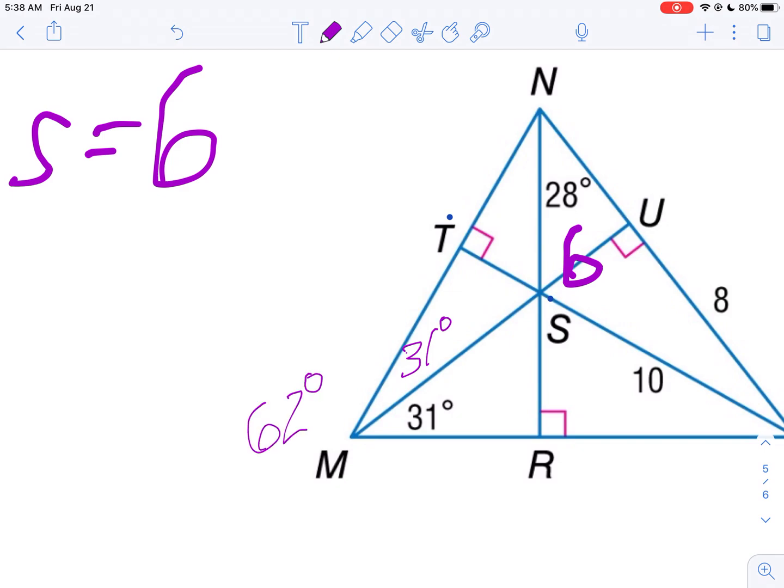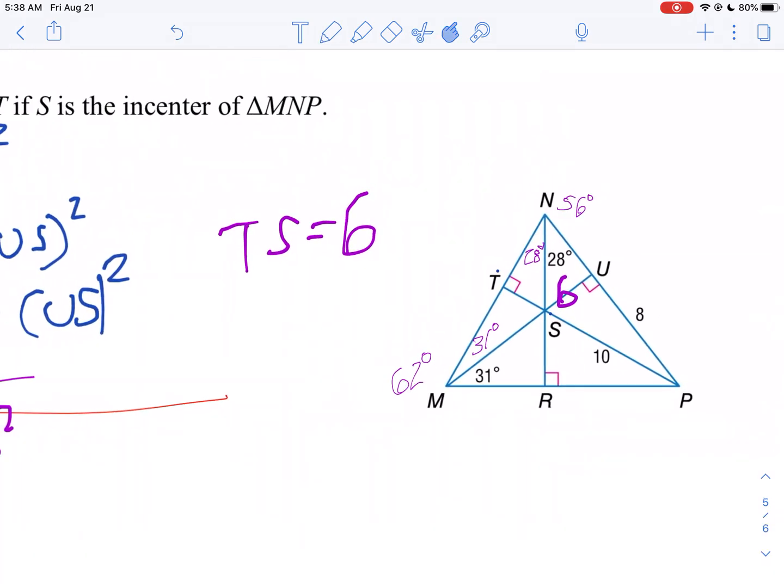We can do the same thing for angle N. That means RNT is the same as RNU, which is 28 degrees, so that makes this 56 degrees. Now we can take that, how many degrees in a triangle? Well, we learned in the last unit there are 180 degrees in triangles, so to find angle P, I'm going to subtract those two angles from 180.